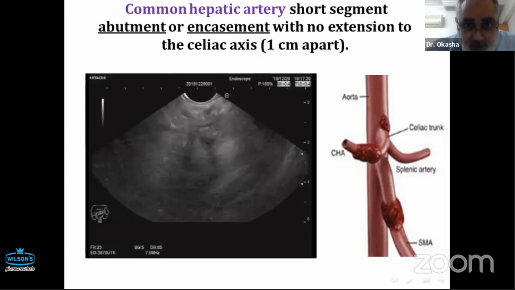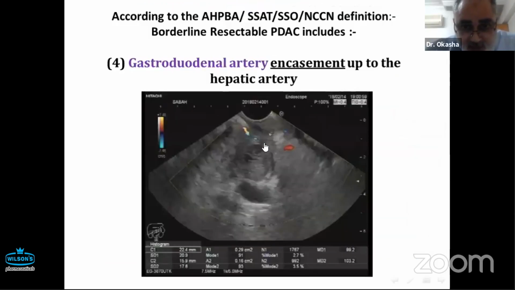And this is the gastroduodenal artery, encasement of the gastroduodenal artery, and it's very easy to pick up the gastroduodenal artery because it is very near to the echo endoscope, while in the upper second part of the duodenum, this vessel is very near to the echo endoscope, while the superior mesenteric vessels are away. This is the superior mesenteric vein, superior mesenteric artery, and this is the gastroduodenal artery.